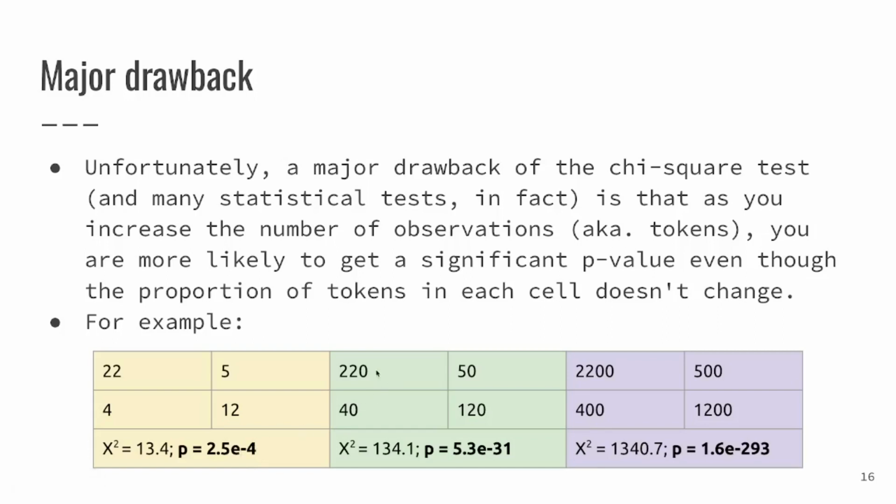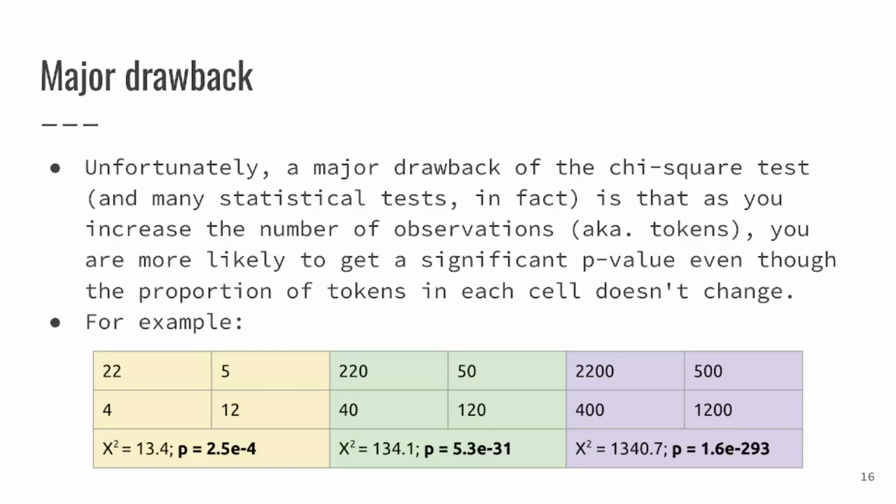But if we increase the number of data points in each cell by a factor of 10, so we have 220 rather than just 22 there, and we increase 4 to 40 and 5 to 50 and 12 to 120, we simply increase the number of data points. The proportions haven't changed between the two variables, but the number of data points has. You can see the chi-square value jumps up by a factor of 10, unsurprisingly, and the p-value goes way down. So this E minus 31 in the green table at the bottom means that you move the decimal point 31 spots to the left. So you have a decimal point, and then 30 zeros, and then 5, 3.